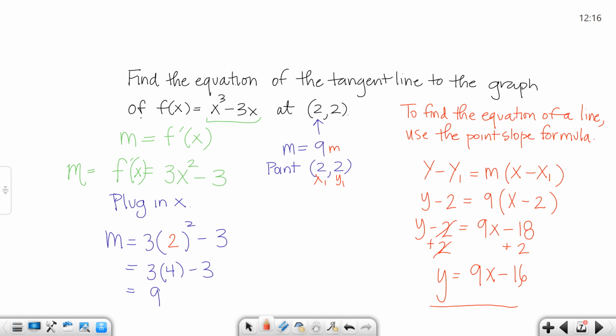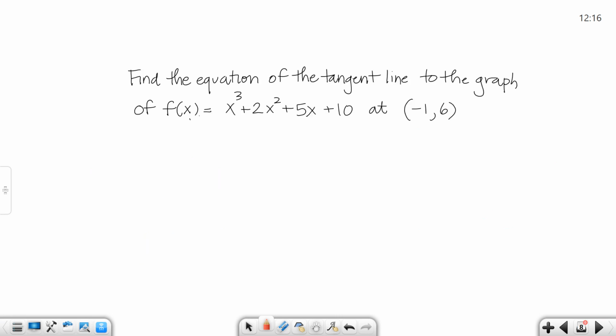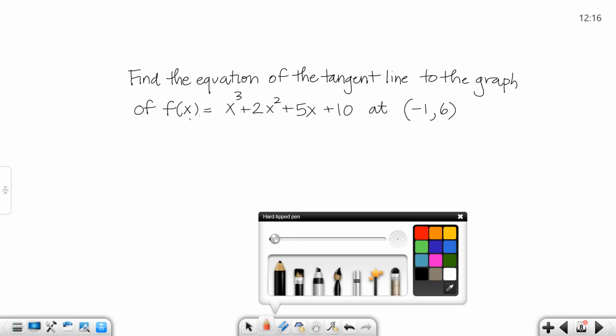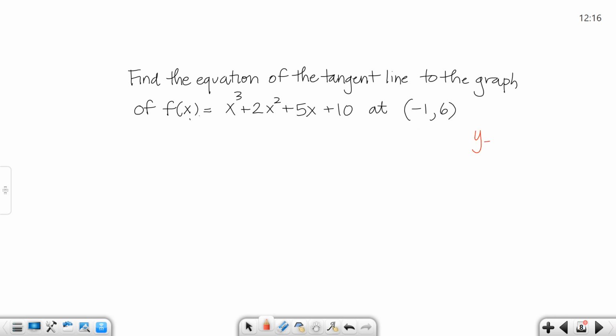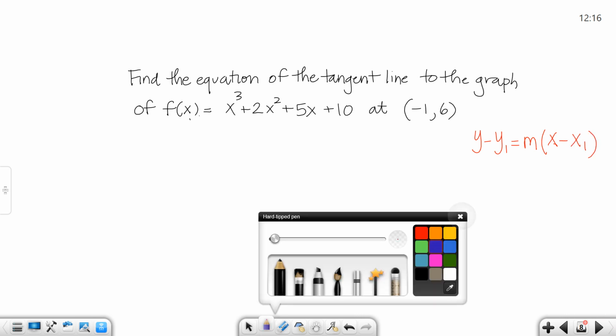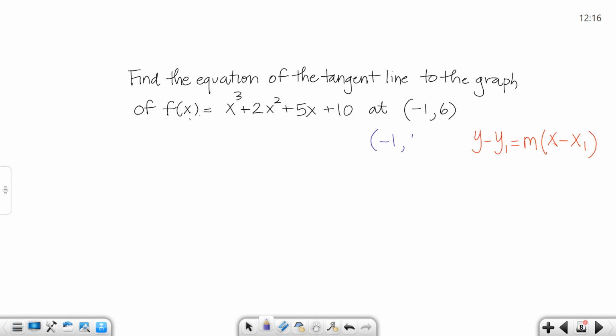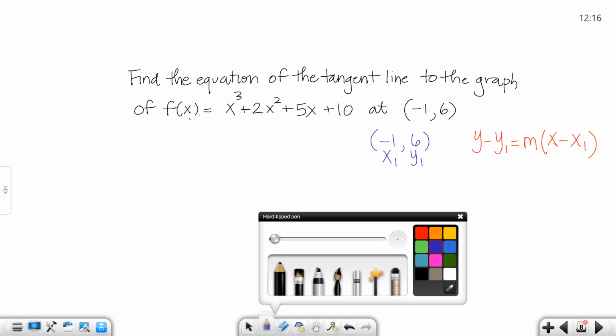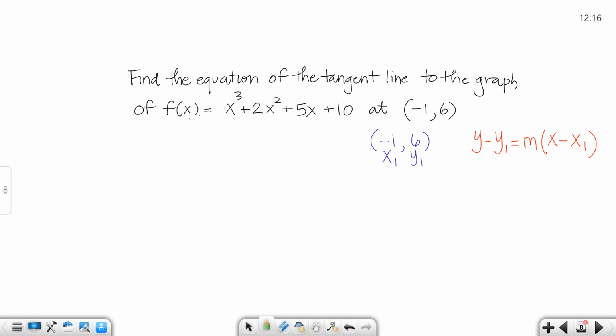Okay, let's try one more of those. Find the equation of the tangent line to this graph. Okay, anytime I ask you to find the equation of the line, that's your point slope formula. Okay, I have a point already. The point is negative 1, 6. So that's going to be my x1 and that's going to be my y1. I do not have a slope. So to find the slope, I'm going to take the derivative.